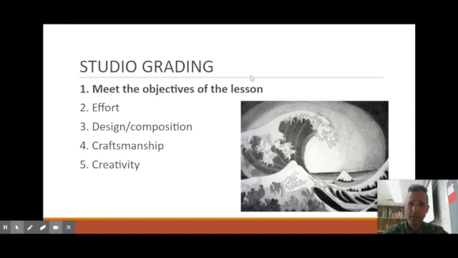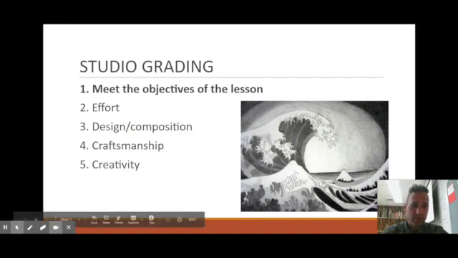Studio grading, as far as things go, is really objective based. So we're trying not to be subjective in the way that we grade. We're not going to say, hey, this is good and that's bad without any kind of explanation. We have really straightforward objectives for each lesson. And as long as the students can meet those, they'll do well in art survey.